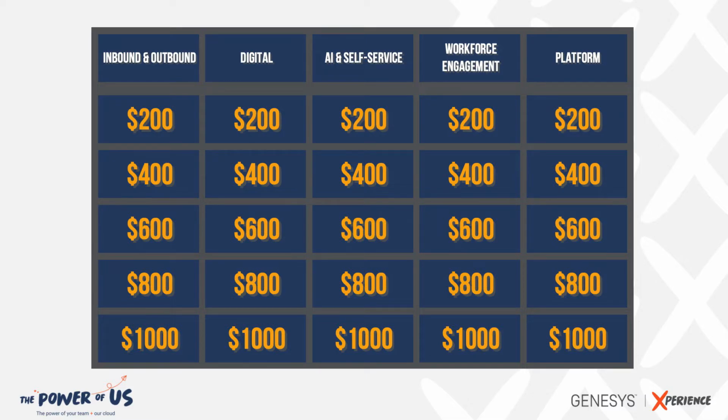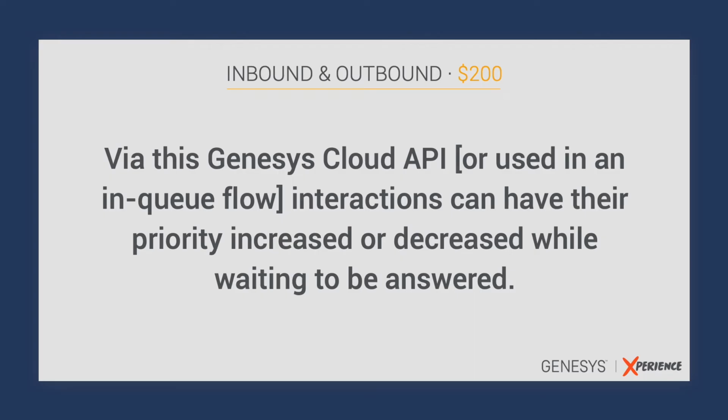Wow, Chris, you're really on a roll. Where do we go from here? Thanks. Let's go to inbound and outbound for 200. Great. Via this Genesys Cloud API or used in an in-queue flow, interactions can have their priority increased or decreased while waiting to be answered. What is the new Genesys routing conversations endpoint?